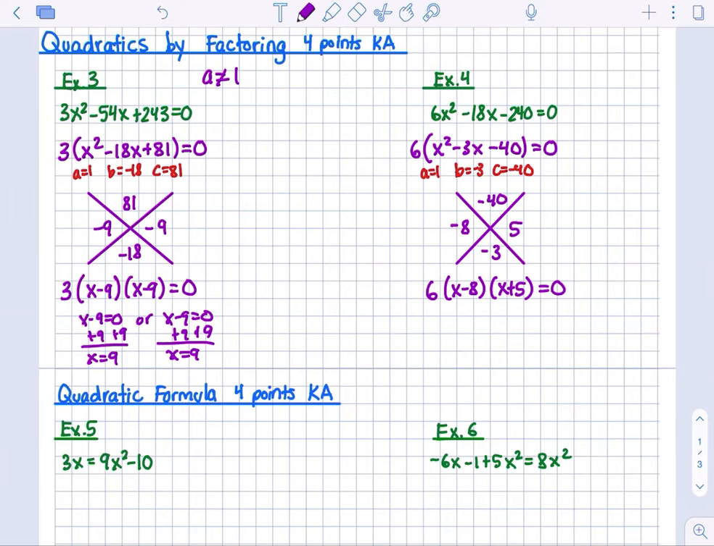And now zero product rule, you disregard the 6. So x minus 8 is equal to 0, or x plus 5 is equal to 0. Add 8 to both sides, x is equal to 8. Subtract 5 from both sides, x is equal to negative 5.